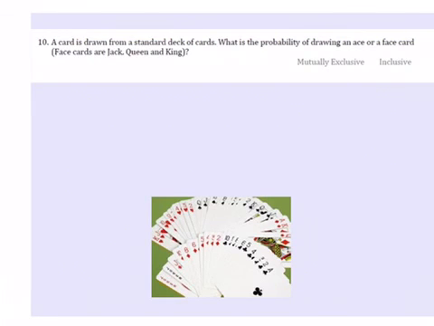So for this last example, we have a card that is drawn from a standard deck of cards. What's the probability of drawing an ace or a face card? So we're going to do ace or a face card. So I want you to go ahead and pause the video, try this one on your own, and then come back and check your answer.